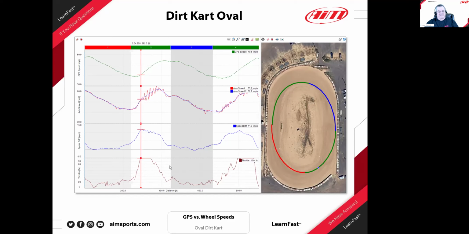So, just a couple of interesting tips for you. The GPS speed is very valuable for getting the distance on the track and doing segments. You can see here we've broken it up into 4 different segments.